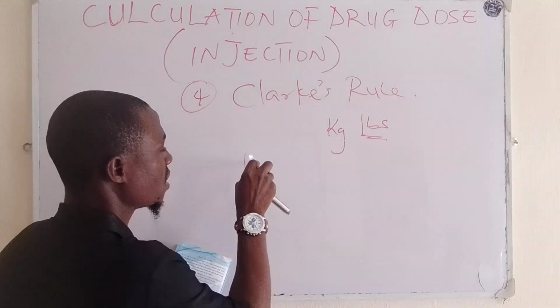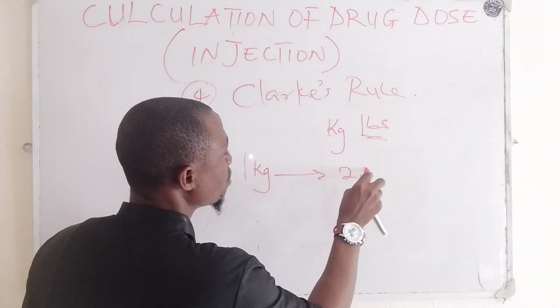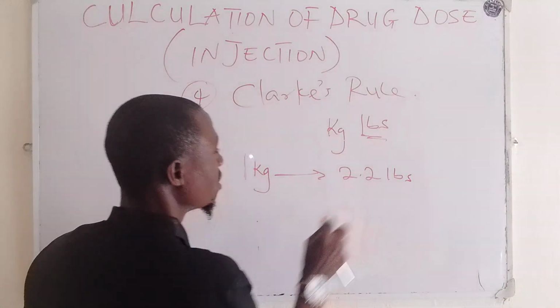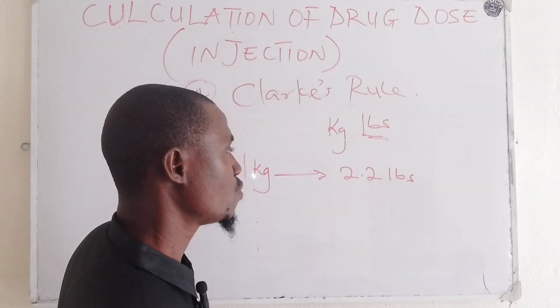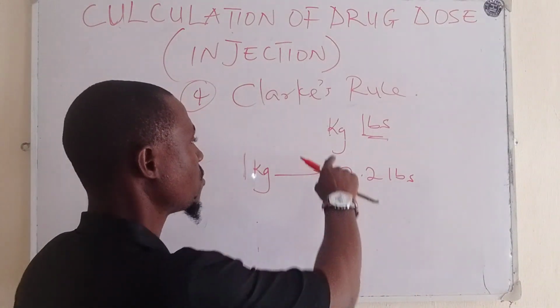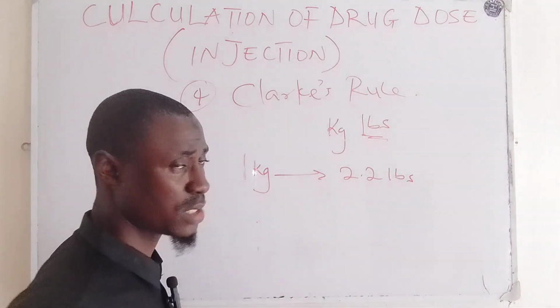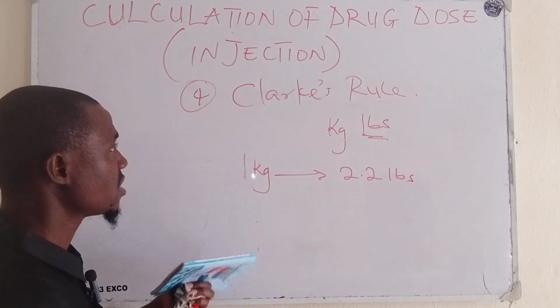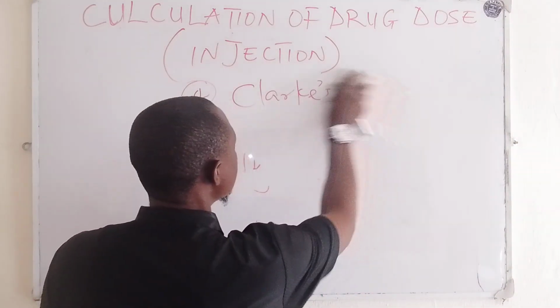That is to say, 1 kilogram is equivalent to 2.2 pounds. So if you have this conversion factor, it will be much easier for you to convert either way, from kilogram to pounds or from pounds to kilogram. Either way you can convert. So this is the fourth rule, and this one is one of the weight-based rules.